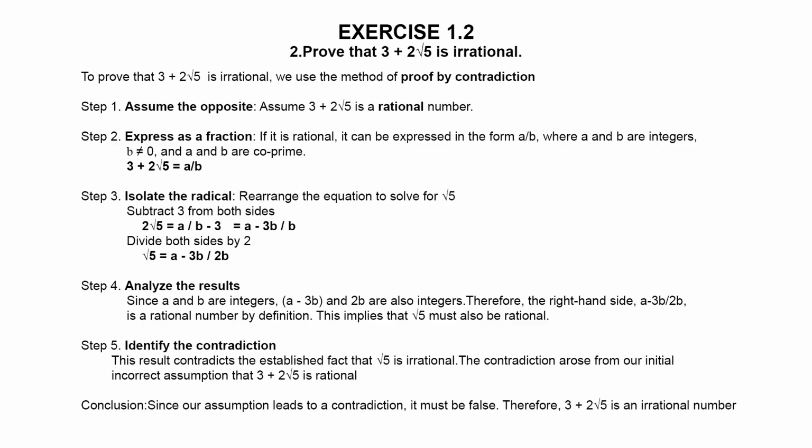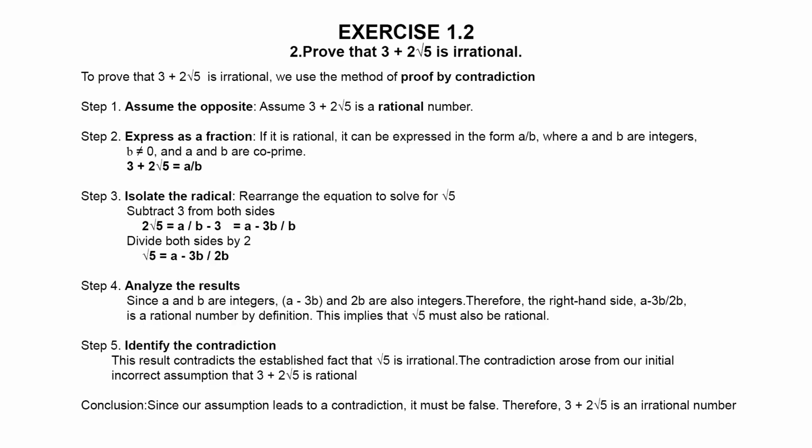Step 4. Analyze the results. Since a and b are integers, a − 3b and 2b are also integers. Therefore, the right-hand side, (a − 3b)/(2b), is a rational number by definition. This implies that √5 must also be rational.